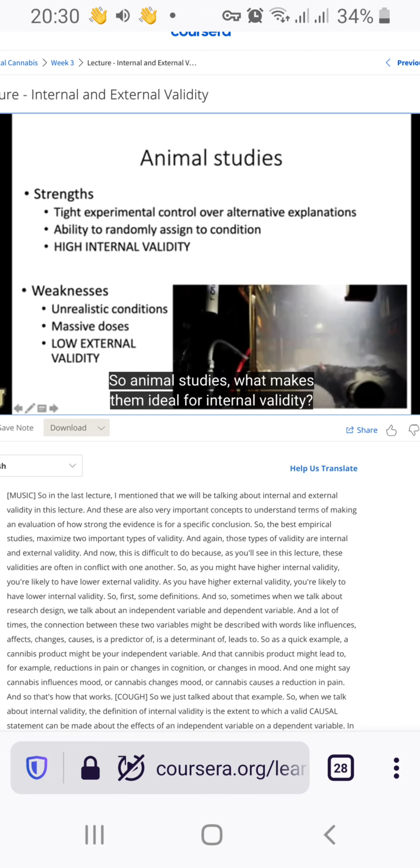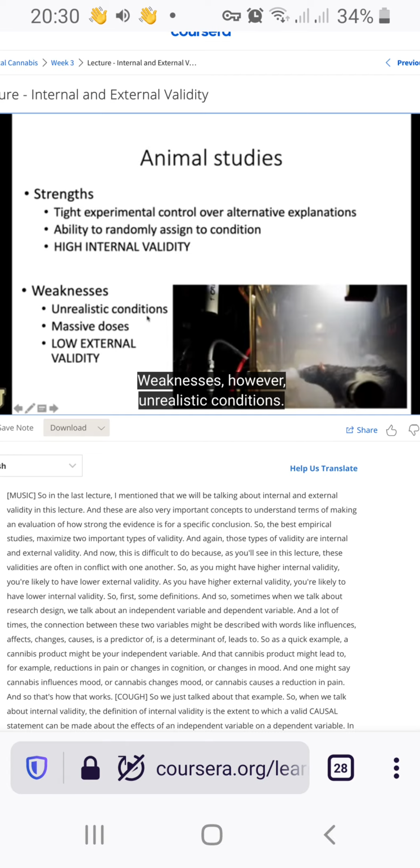So animal studies, what makes them ideal for internal validity? Well, again, you have very tight control over the conditions. It means you can rule out alternative explanations. You can clearly randomly assign different animals to different conditions. You have high internal validity. And here you see a rat and basically hotboxing and lots of control over the experience of these animals.